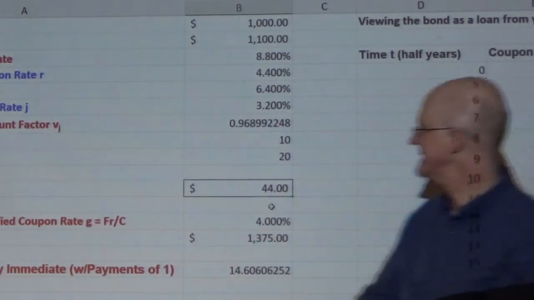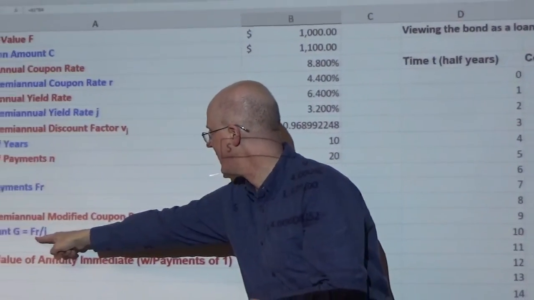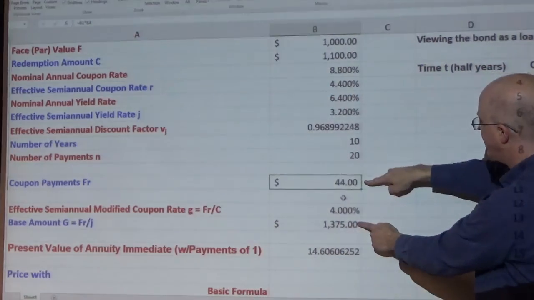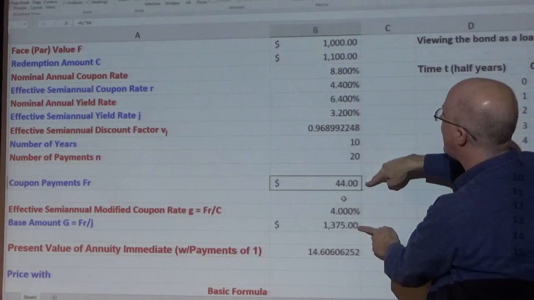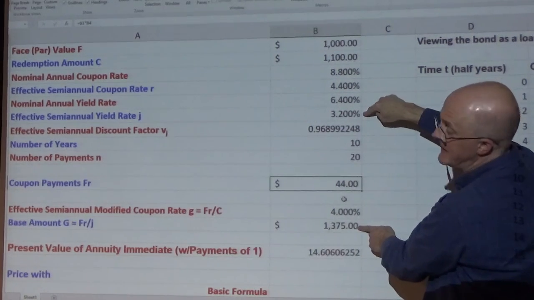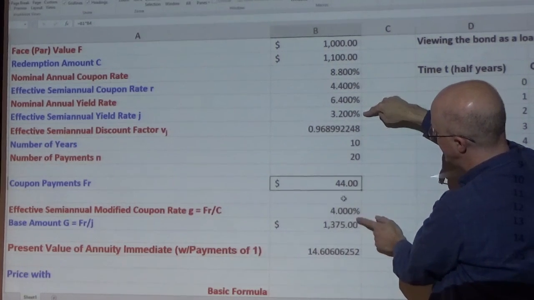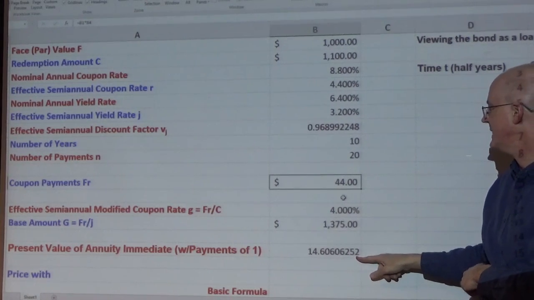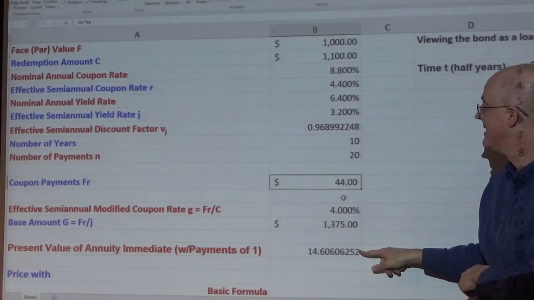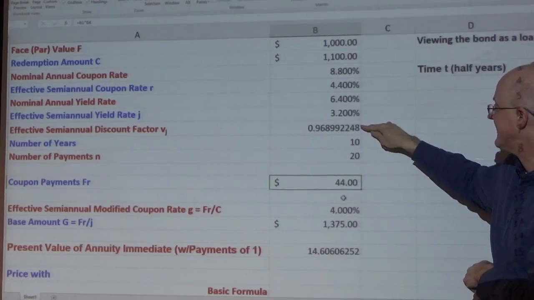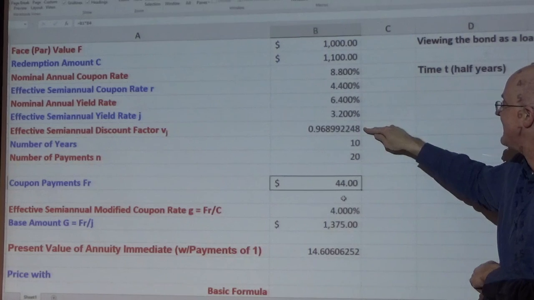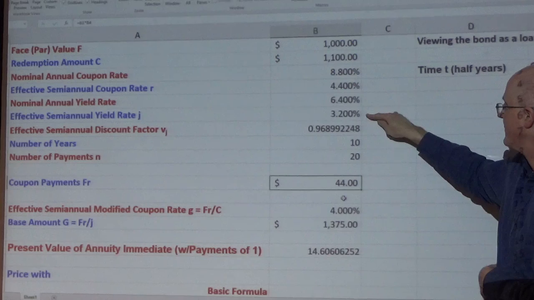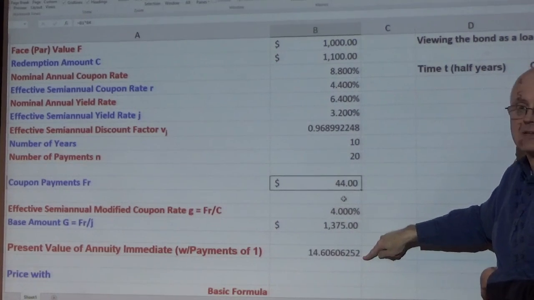I also calculated the base amount. Capital G is the coupon amount, FR, divided by J. So take 44 and divide by J, divide by 0.032. Try that on your own, you'll get 1375. Here I did the present value of annuity immediate. This is a angle n. I did 1 minus this thing to the n power, take 0.96899 to the 20th power, subtract it from 1, divide by 0.032. That's this number. You can check that on your own. That's a angle n.